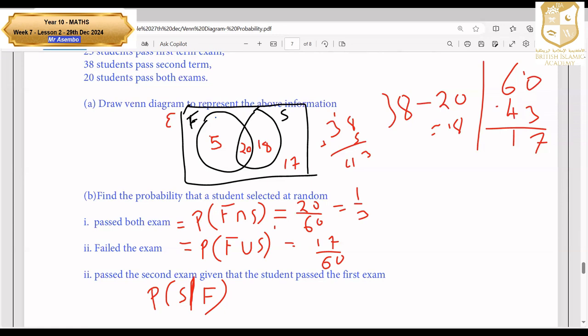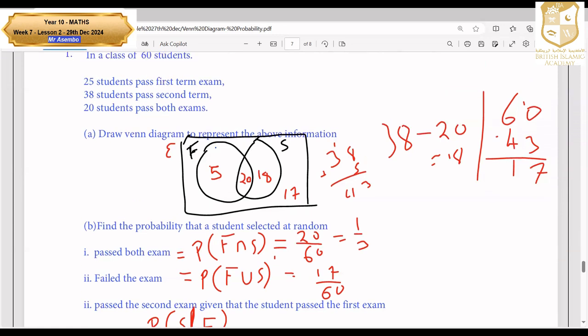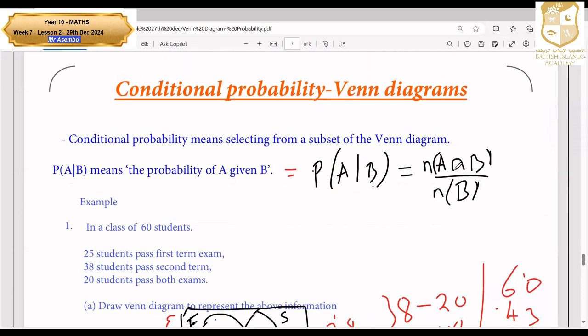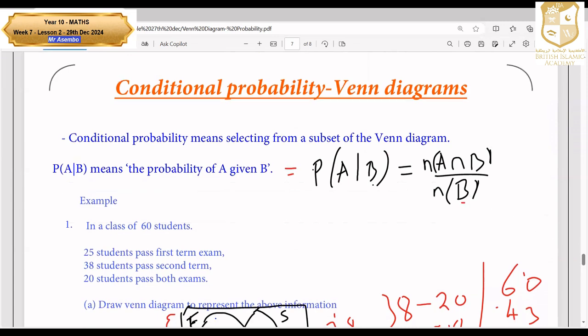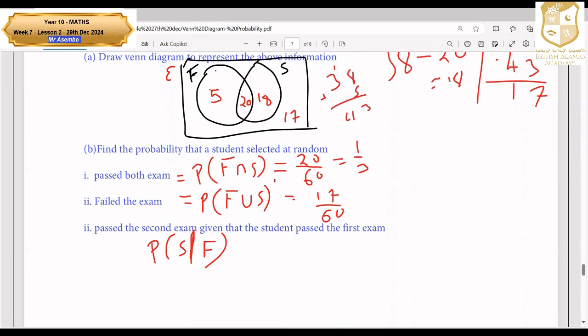Now, if you can recall where we started here, we said we pick the cardinality of A intersection B, divided by the cardinality of B. So this one now becomes our sample space. We no longer use the universal set as our sample space. It means we're only picking among the students who passed the first term exam, and they have now passed the second term exam.